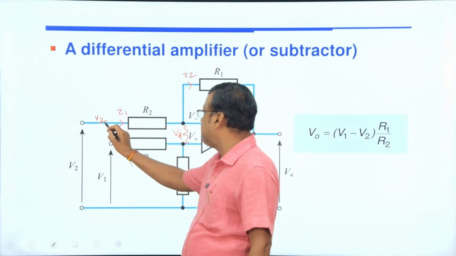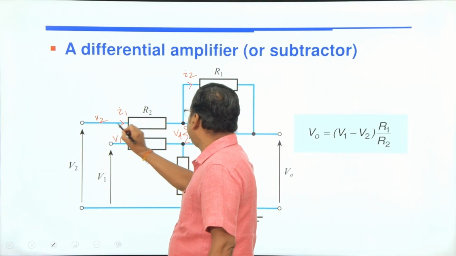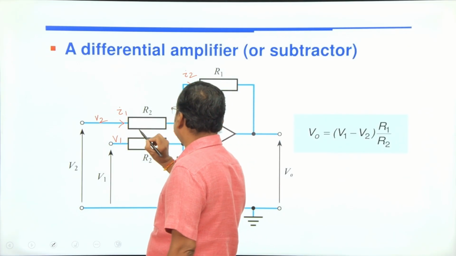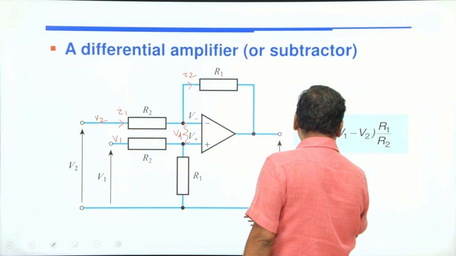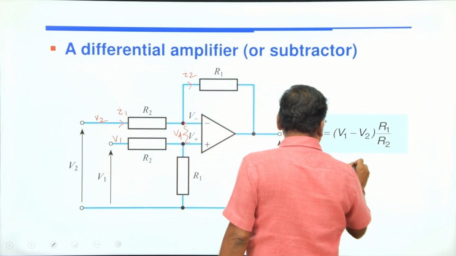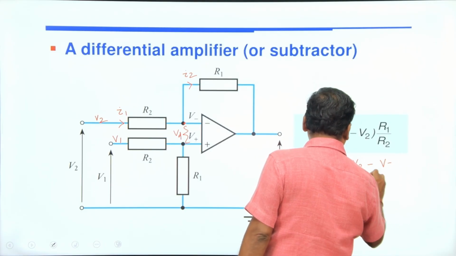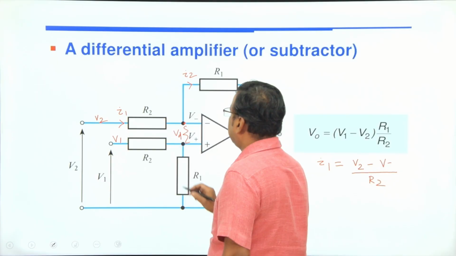Suppose this voltage is your V2 and this voltage is your V1, and if you apply Kirchhoff's current law at this node, where this is V2 and this point is V minus, what is the I1 value here? I1 equals V2 minus V minus divided by R2. This is your I1.